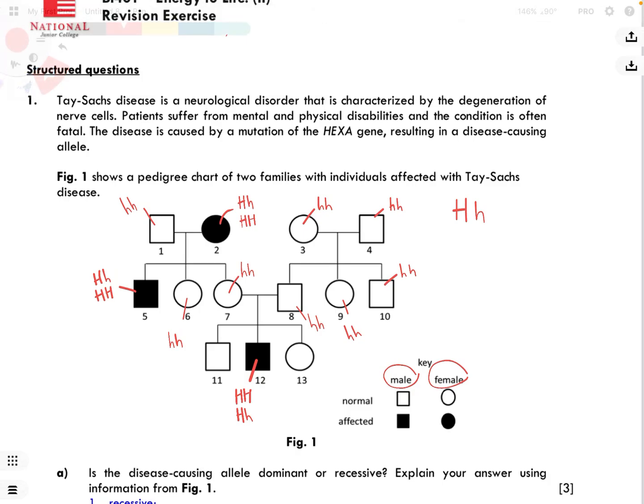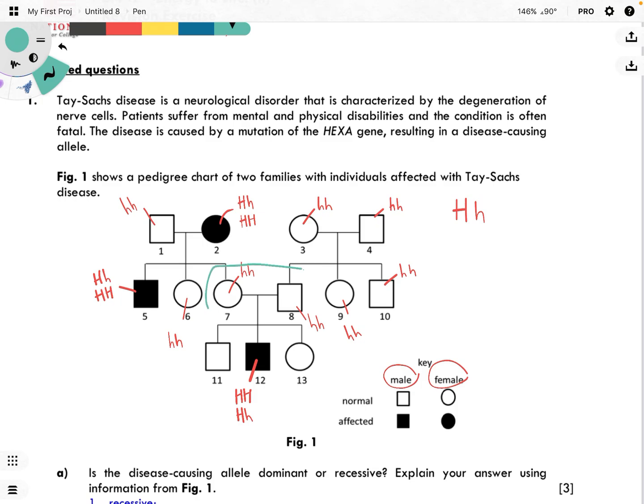We look at this set of parents and children, for example. If the disease-causing allele is truly dominant, then two normal parents that are homozygous recessive cannot possibly have an offspring that has the disease, right? Because both are homozygous recessive, inevitably the child would definitely be homozygous recessive too. Yet this is not what we see. So therefore, the opposite must be true. It must be true that the disease-causing allele is recessive.